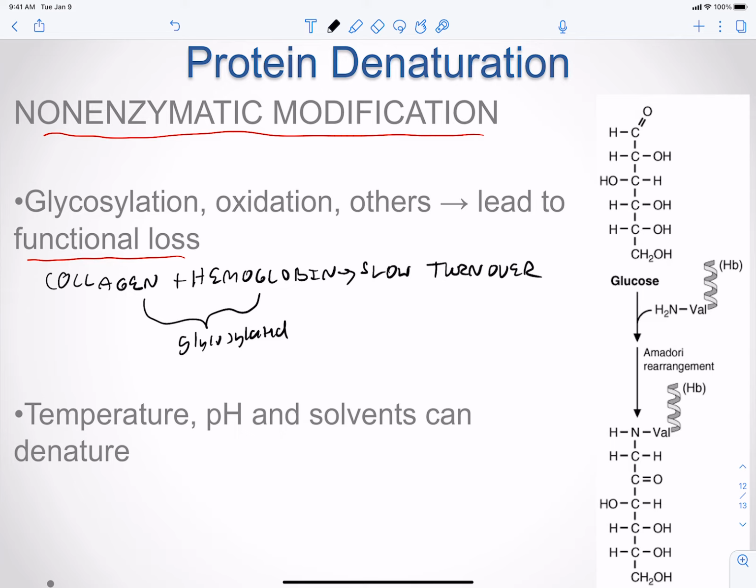And then glycosylation is going to depend on our sugars. So sugar levels in the blood can bind to protein groups as well. If you have hyperglycemia, this is going to result in an increase of glycosylation. And so not only are you going to have your hemoglobin and collagen glycosylated, but you're going to have proteins that aren't supposed to be glycosylated have sugars added to them. Temperature, pH, and solvents can also denature proteins.